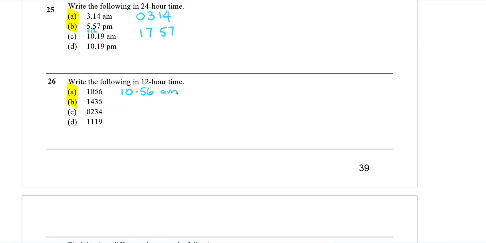It means it's in the morning. Whereas this one, because I've gone over 12 now, it's going to be in the afternoon. So I want to subtract 12 from the 14, which gives me 2:35 PM. So going backwards, I had to put the dot back in, and I had to decide whether it was AM or PM time.